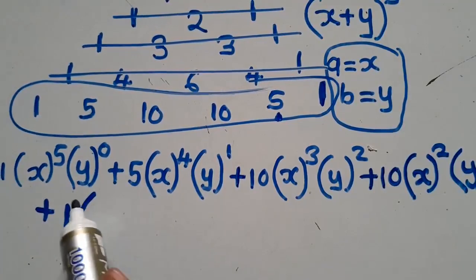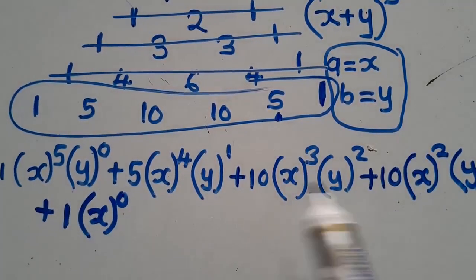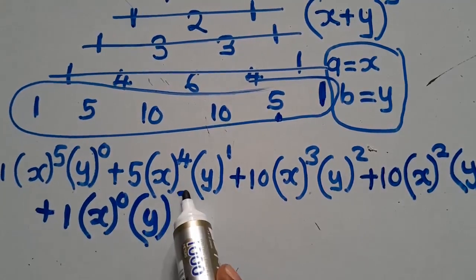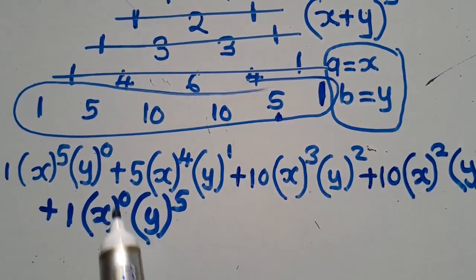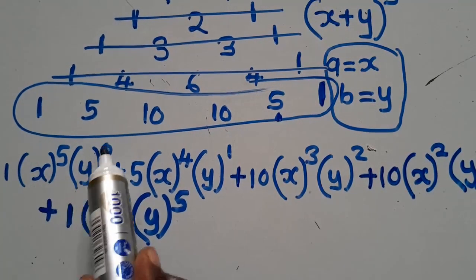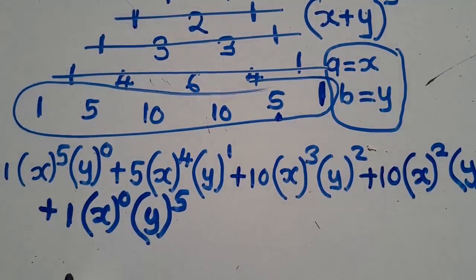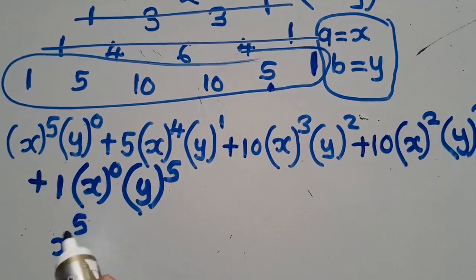Then I say x power 0. It was having power 1 there. So then b, which is y, will have power 5 there. Then I expand this. How do I expand this? Anything to the power 0 is 1. So this is the same as x power 5.